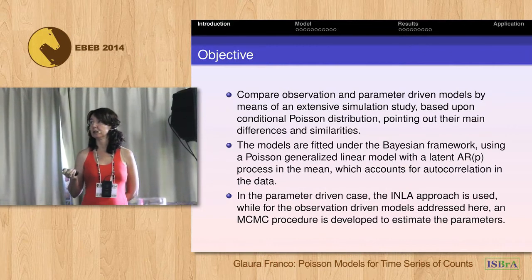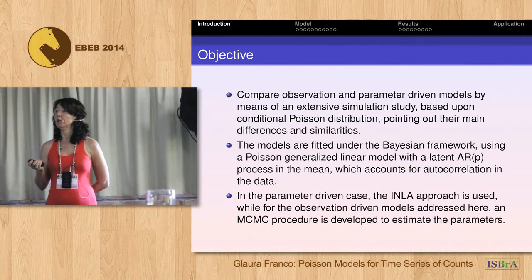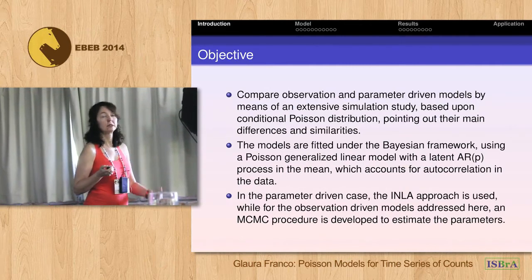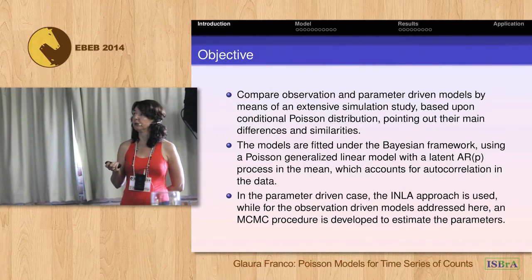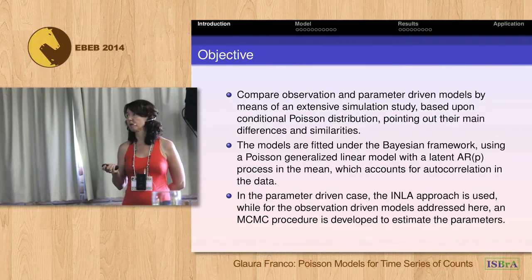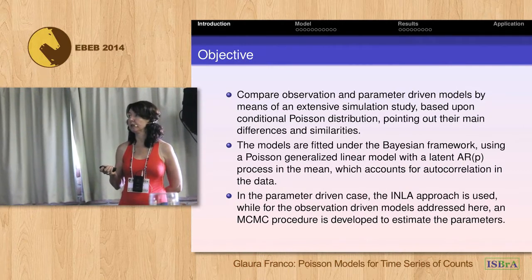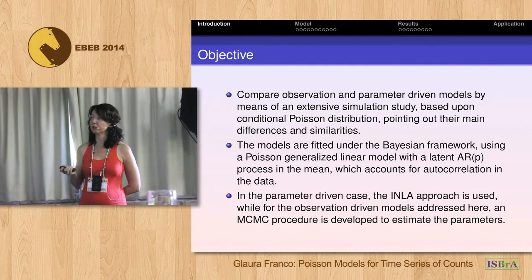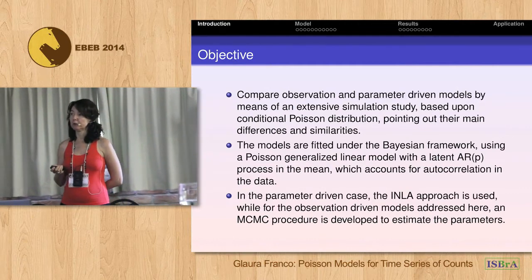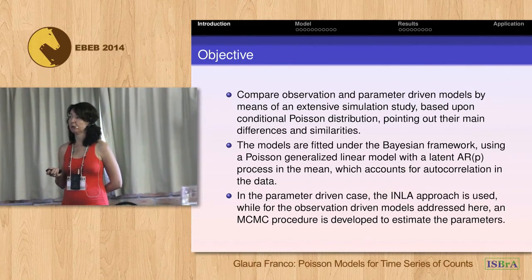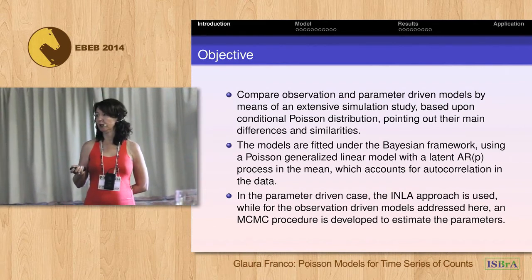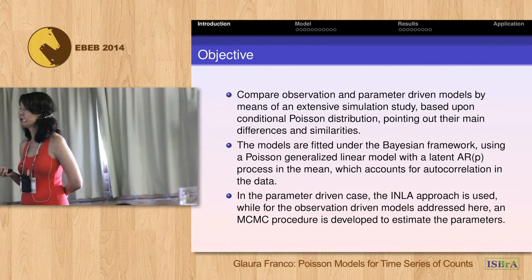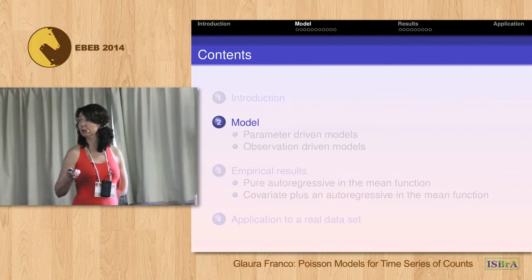We did an extensive simulation study based on the conditional Poisson distribution, because it's easy to compare for this simple model. We used a latent AR(1) process in the mean, so this will account for the autocorrelation in the data. For the parameter-driven case, we used the Bayesian approach to estimate parameters, and for the observation-driven models, we used MCMC procedures. So now I'm going to show you the main models.